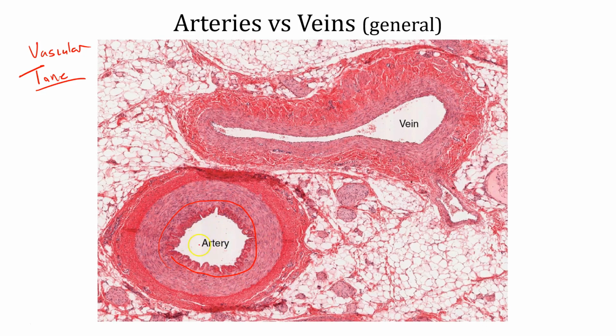or they can relax. This is partly seen here in the rippling of the tunica intima. You see how it's kind of a pleated, rippled shape? That's because it's scrunched up a little bit.